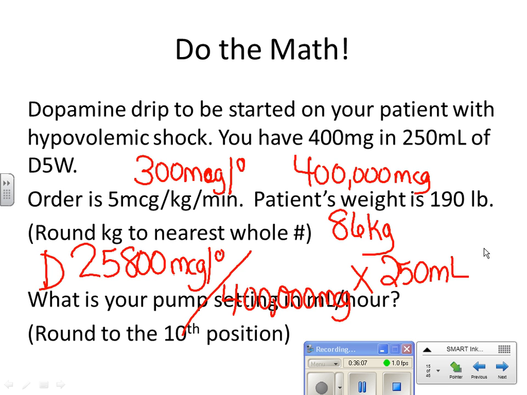So we can get rid of the micrograms, and that leaves us with milliliters per hour. Do the math, and what did you come up with? 25,800 divided by 400,000 times 250. 16.1, because you rounded it. What did you get? 16.12 something or other?